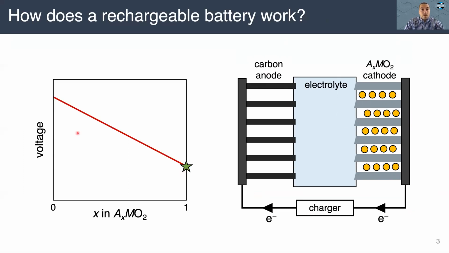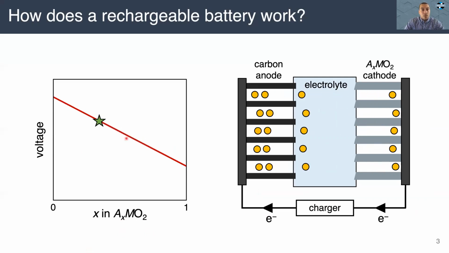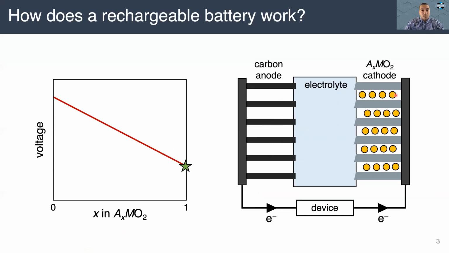Here I'm showing the battery voltage versus the A ion content in the cathode. And when you charge the battery, the ions are shuttled to the anode and the voltage increases. Then when you discharge the battery to use a device, the reverse happens. So the ions are shuttled from the anode to the cathode.